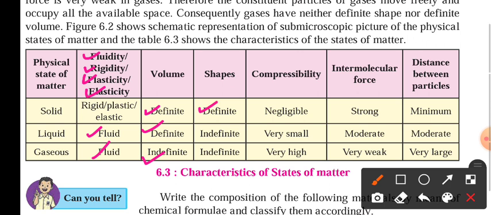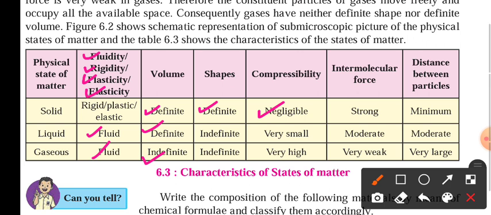Shape: we have a definite shape for the solid. If we have a solid like an apple, and we keep it, it will remain as it is. But when we talk about liquid and gaseous, they don't have their own shapes. It all depends on the container. Even a liquid, if I'm talking about water or milk, takes the shape of the container. If it is placed in a bowl, it will take the shape of a bowl. If it is placed in a glass, it will take the shape of a glass. If it is kept in some other dish, it will take the shape of that. This means they don't have their own shapes. Only solids have their own shape. Compressibility means how we can compress them.